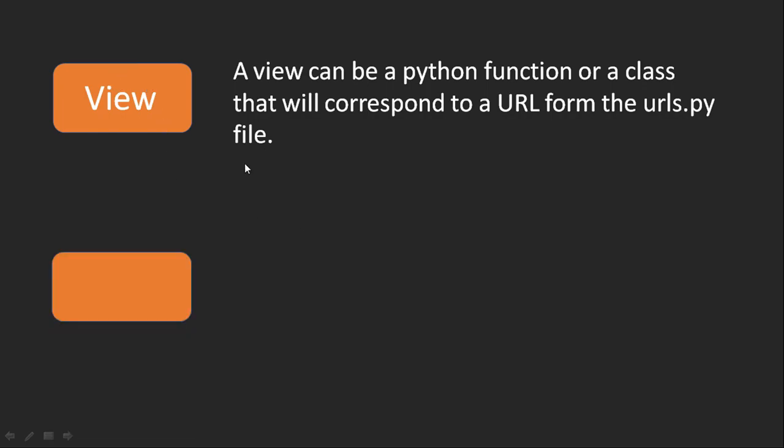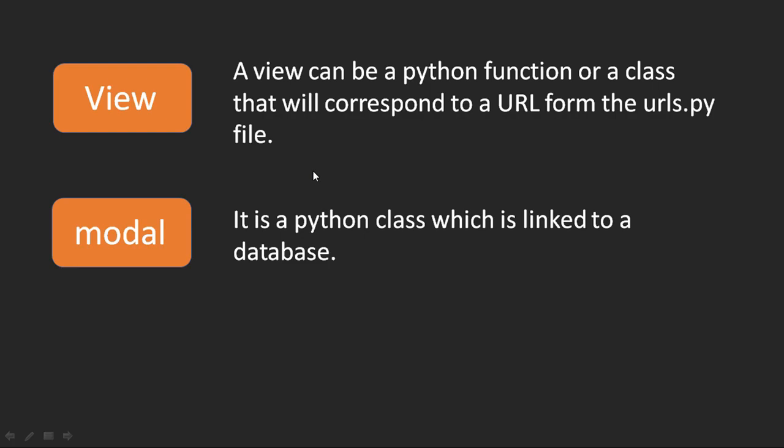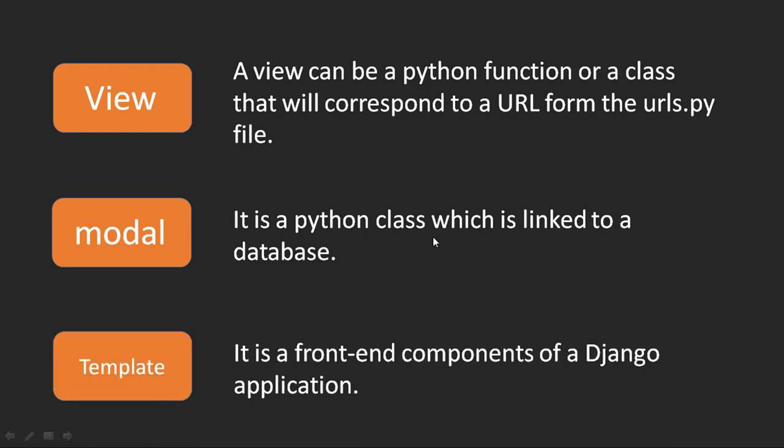Now the second one is model. A model is a Python class that is linked to a database. Now when we create a model with some data, we are actually telling Django to create a database table for those data. Now the third one is template. It is a front-end component of a Django application. It contains the static HTML output of the web page, but we can also add dynamic data inside this. For example, we can show the data from the models dynamically.